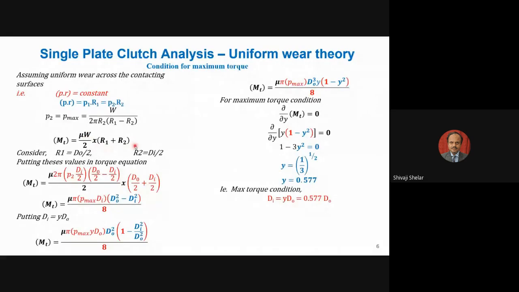Now we are analyzing this, replacing R1 and R2 with respect to the inside and outside diameters. Let's write R1 as outside diameter by 2 and R2 as inside diameter by 2. So consider R1 is equal to dO by 2 and R2 is equal to di by 2. So let's put these values in the equation of torque.